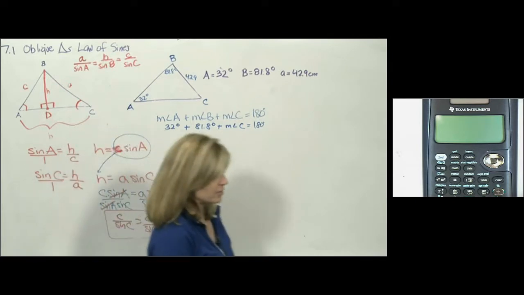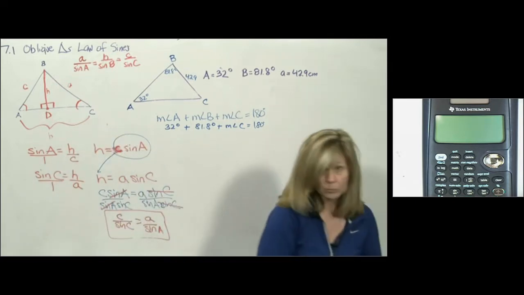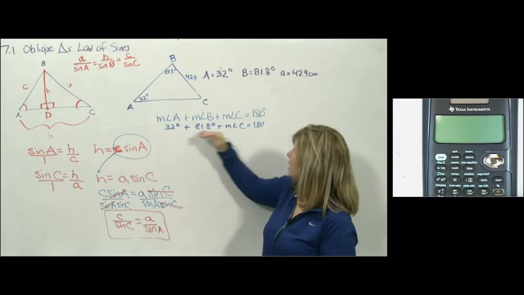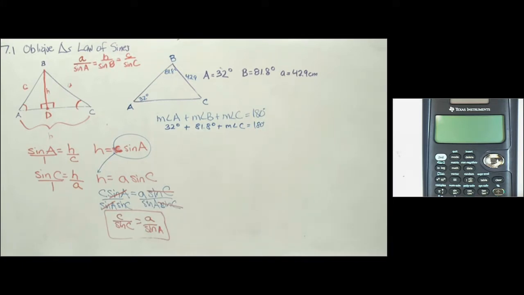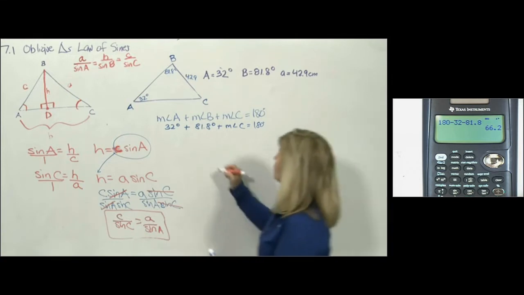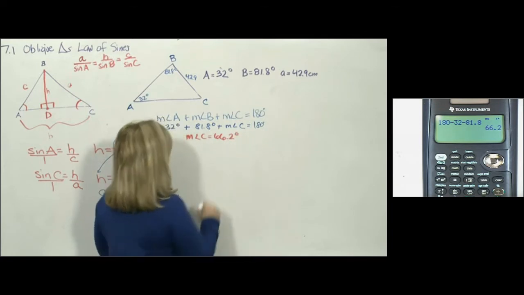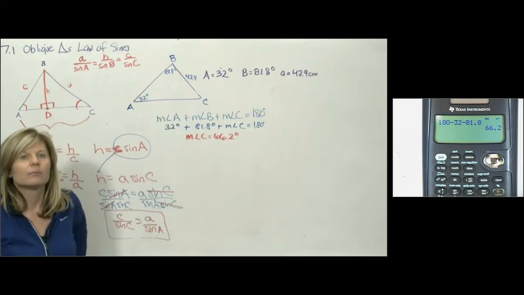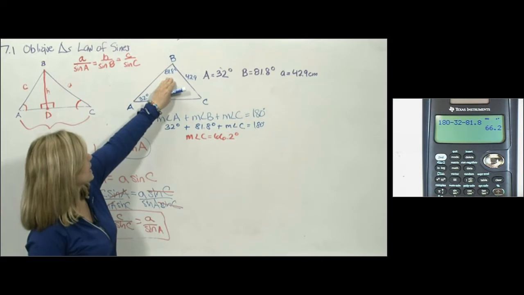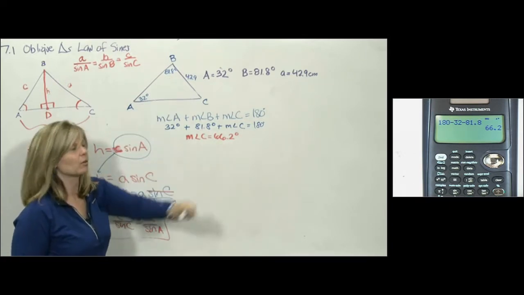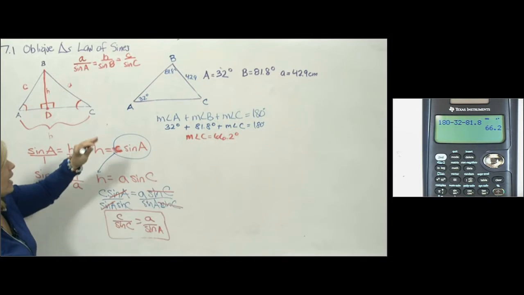So let's get our calculators out because this will be an easy calculation. We will subtract from 180 these two angles. Okay, so I'm going to say 180 minus the 32 minus the 81 and 8/10, and that's what my third angle is. So the measure of angle C is 66 and 2/10 degrees. Everybody's okay with that? Great. Remember, this angle is in decimal degrees. All righty, so we got the three angles out of the way.